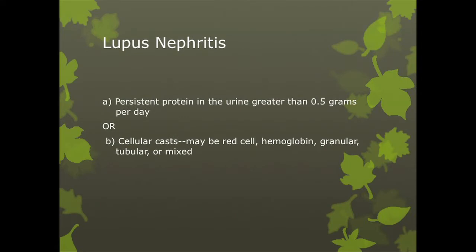Lupus nephritis, by definition, is persistent protein in the urine greater than 0.5 grams per day or cellular casts. And this is a microscopic finding, but basically any abnormal presence of cells in your urine shouldn't be there. And that's an indication that you may be developing kidney disease. There are multiple different types of kidney disease in lupus.